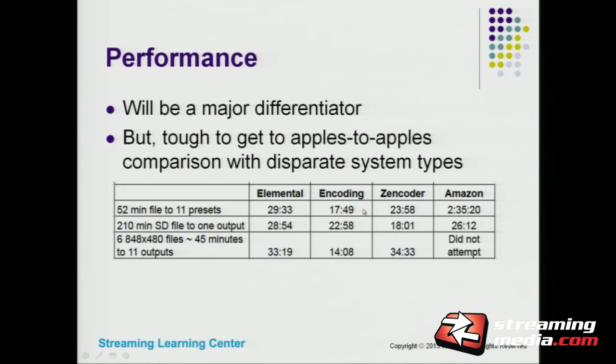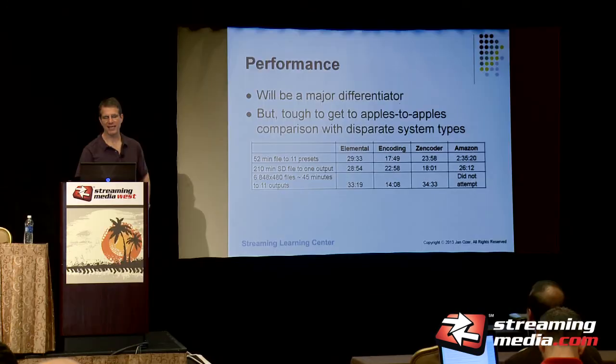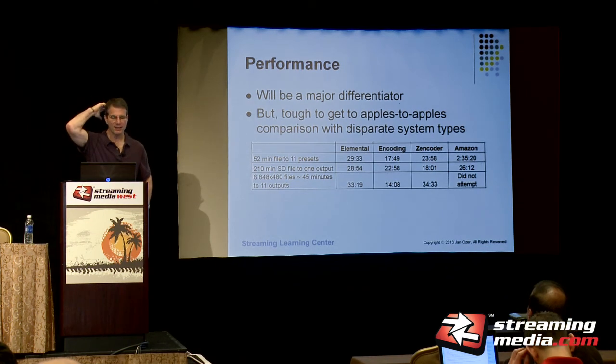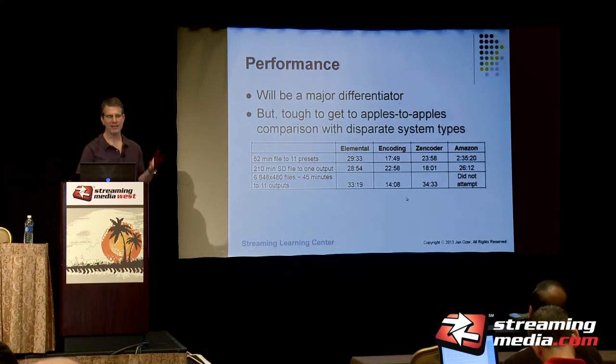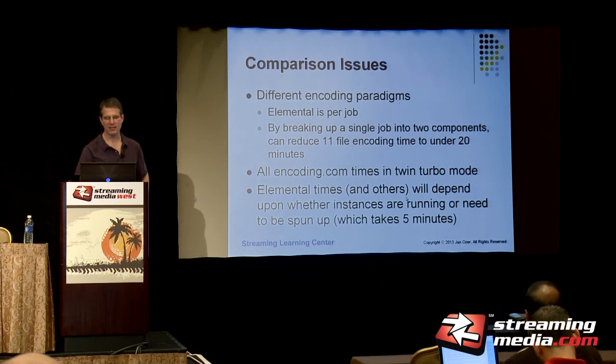As I said a couple of times, Encoding.com made me wait for 5 minutes before an encoding job started. Encoding.com also has turbo and twin turbo mode, so you have different speeds that you pay different prices for. So I ran all these basically as fast as they could encode them. The instances for Elemental were running. Encoding.com didn't delay, and these are the results that I got. But even performance-based comparisons are kind of tough to do.